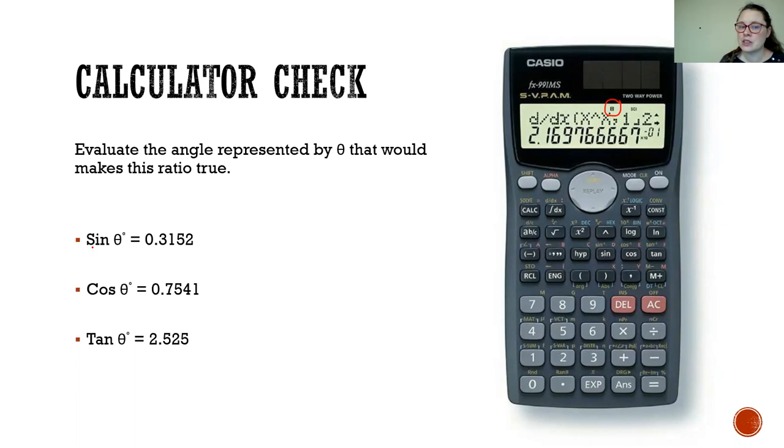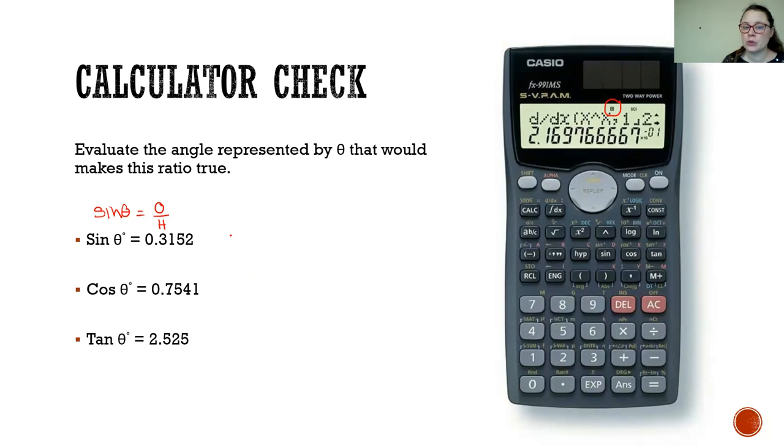So we're looking for the sine of what angle happens to be equal to 0.3152. What this means is there are two sides in a triangle, the opposite side and the hypotenuse of a particular triangle, that make a ratio that's equal to 0.3152. What angle would have to be in that triangle? What's one of the angles in order to make that relationship true?